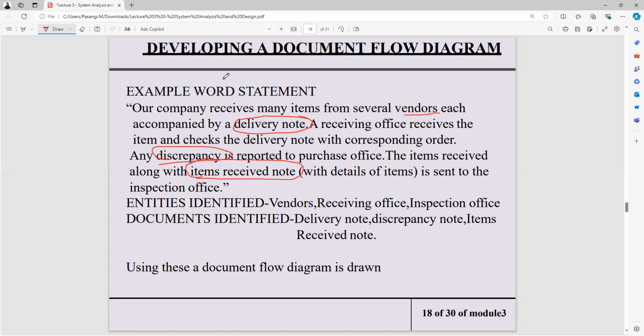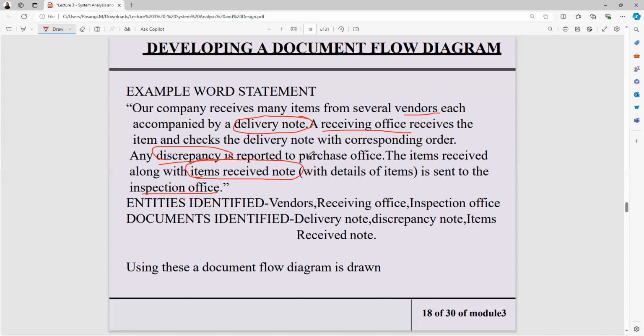What are the entities which we identified? One is the vendor, the other one is the receiving office, and then we have the inspection office as well. These three are the entities which we identified according to the given context. So using these, a document flow diagram is drawn. Then we can draw a document flow diagram.